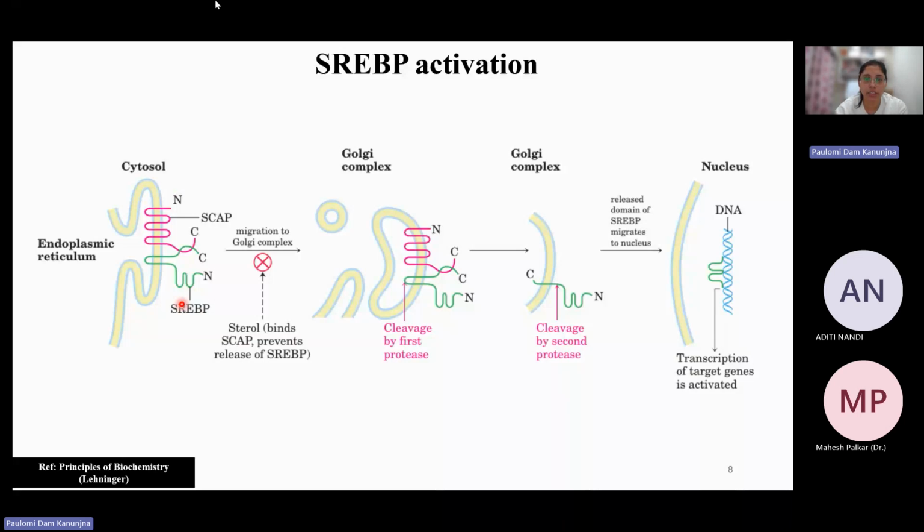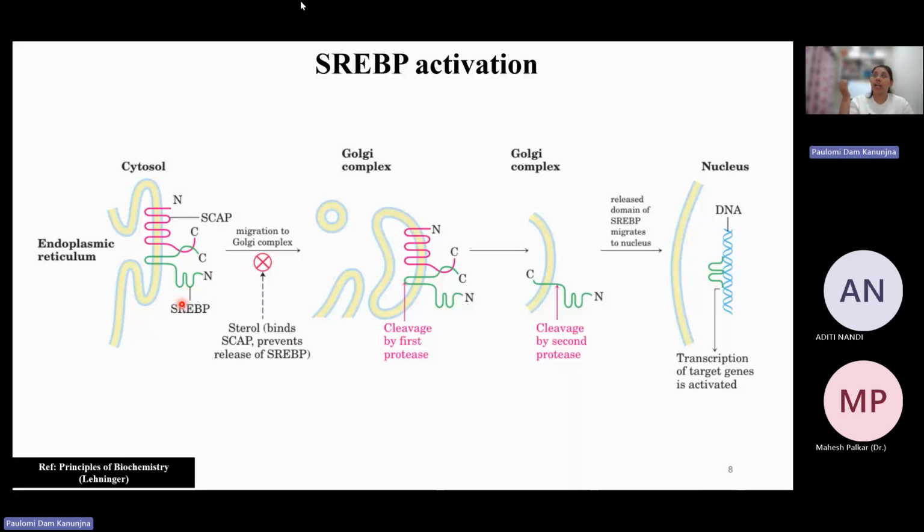So when these proteins are newly synthesized, they are embedded in the endoplasmic reticulum, or the ER, that's shown here. Only the soluble amino terminal domain of these proteins is the transcriptional activator.